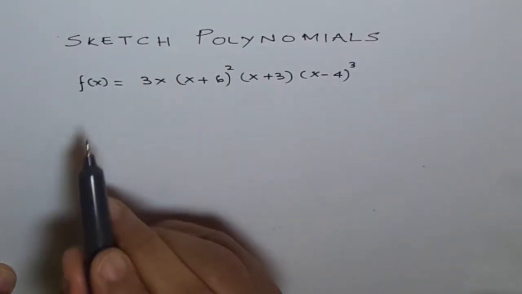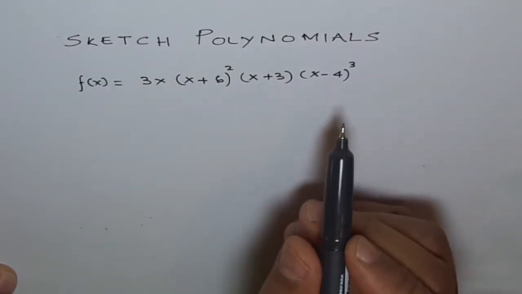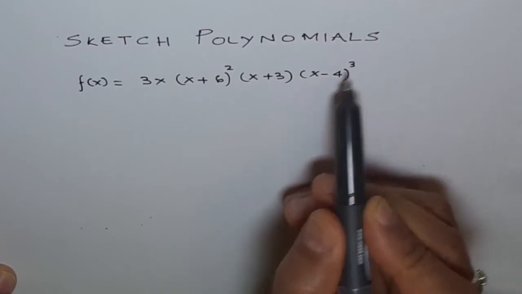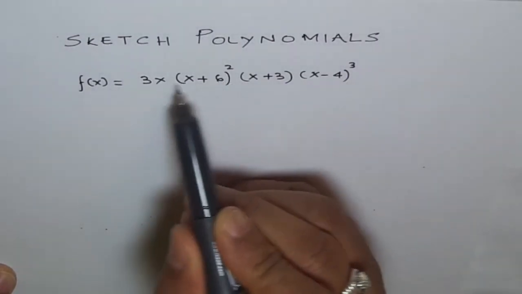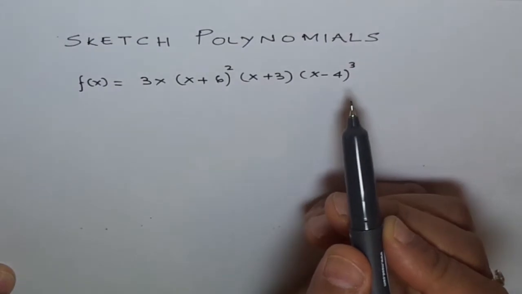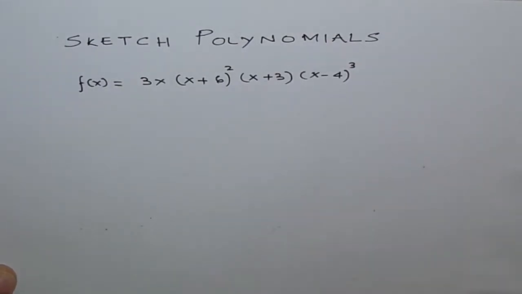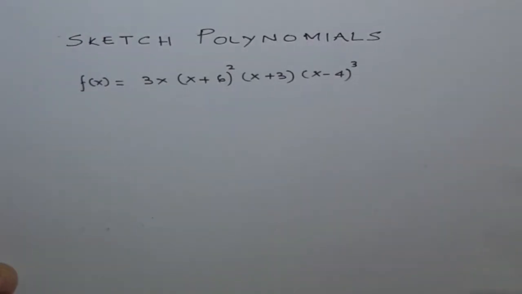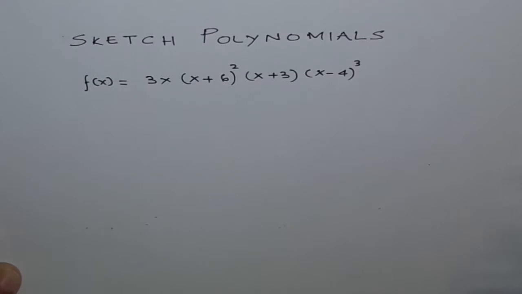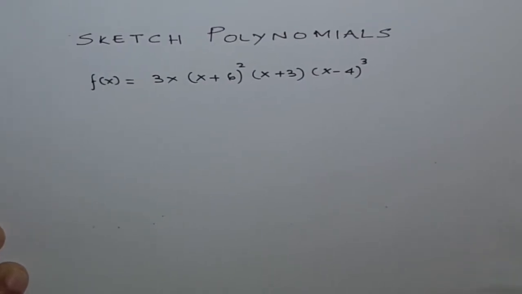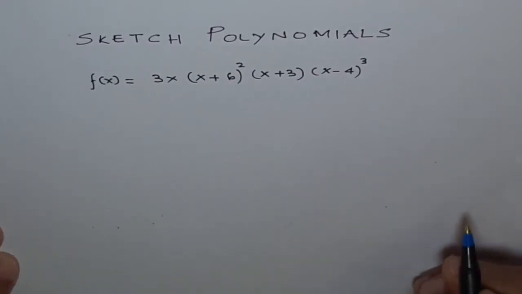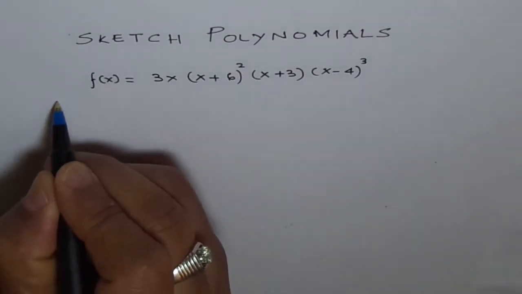I have purposely taken such an equation which has odd powers and even powers, all combinations. If we understand this kind of equation, probably we will be in a position to sketch different kinds of polynomials. Let's first analyze this equation. Now here, let's count the zeros first. And where are the zeros?